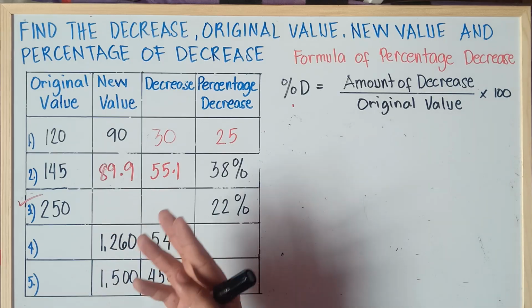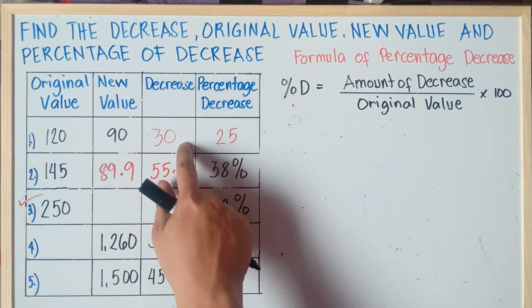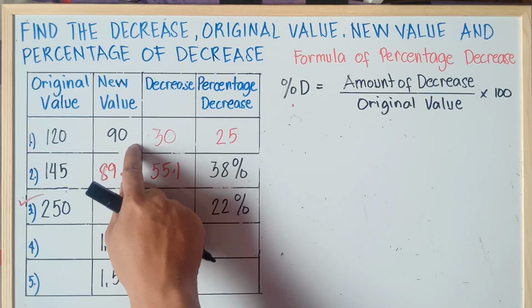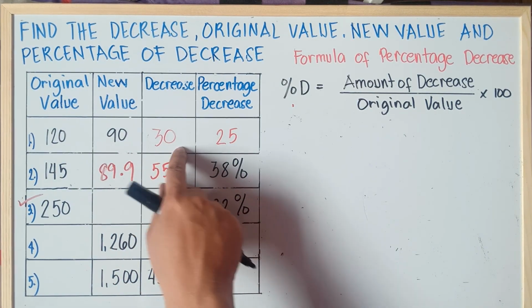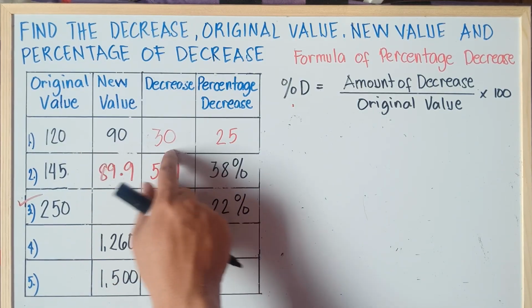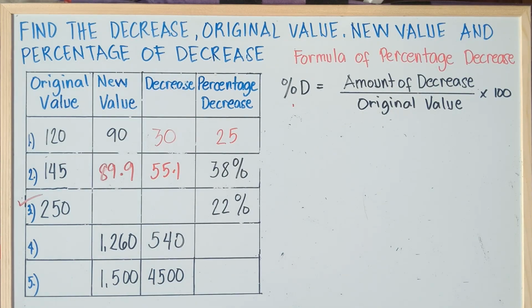Once again, let's take a look at number 1. We have the original value, the new value, and the decrease. To get the decrease, we simply subtract the original value by the new value, right? 120 minus 90, that's 30. And to get the original value, we can just simply add this up, right? 90 plus 30, that would be 120.